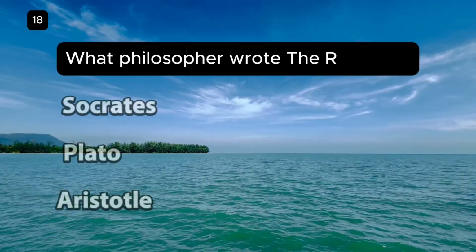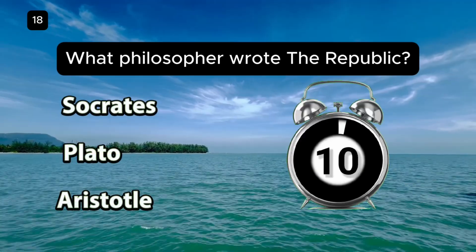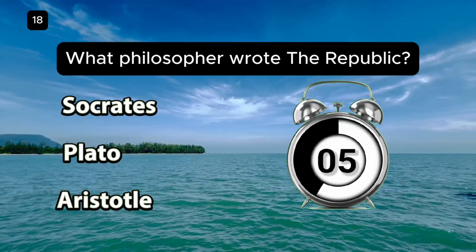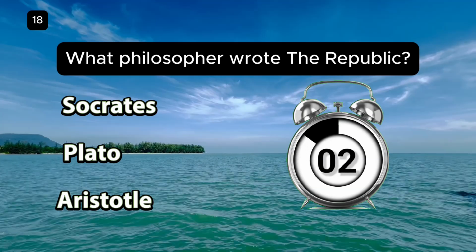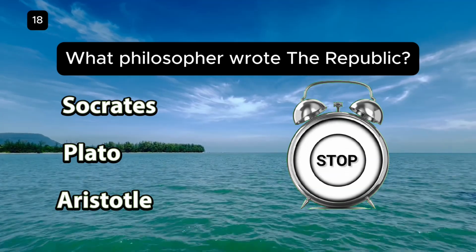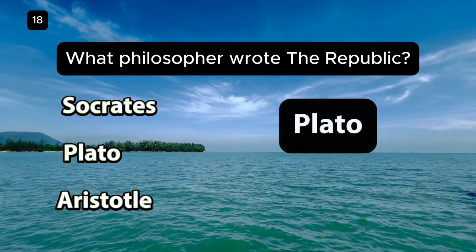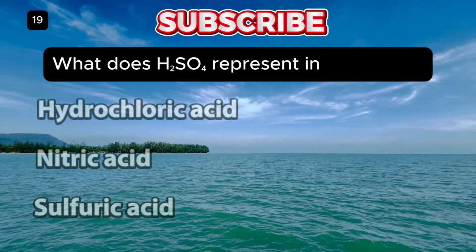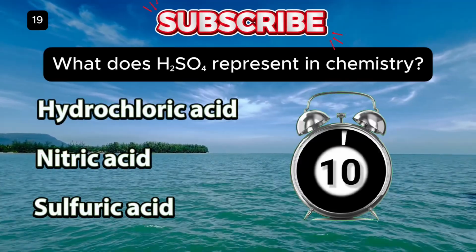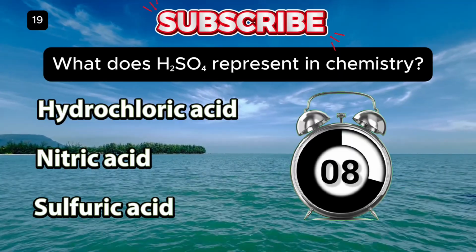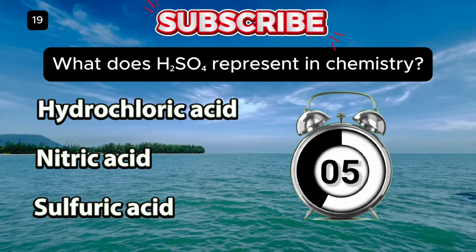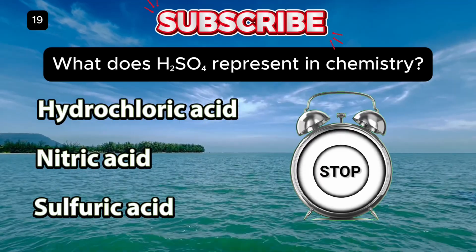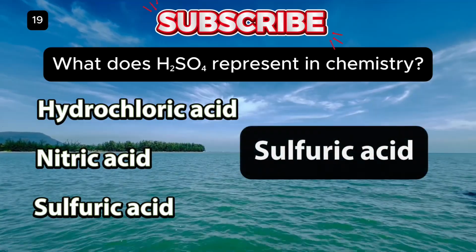What philosopher wrote The Republic? The Republic was written by Plato. What does H2SO4 represent in chemistry? It is sulfuric acid.